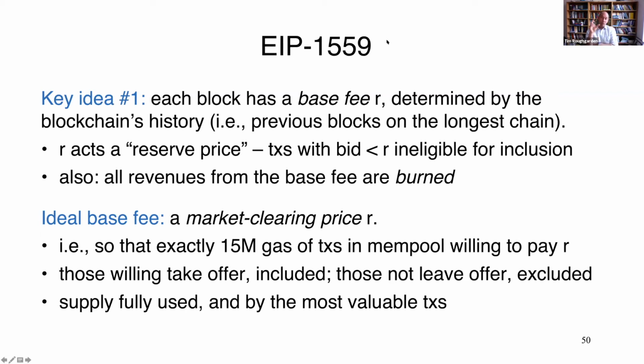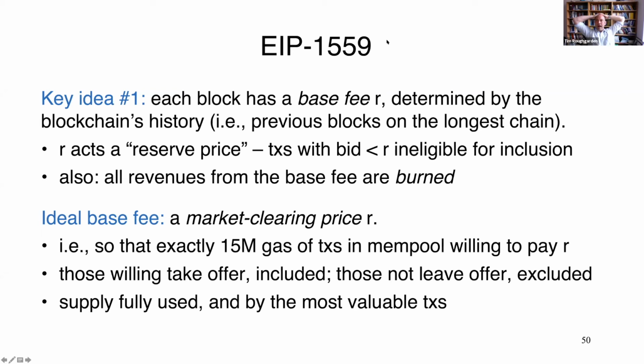Okay, because then what would be the result? The block would be fully utilized, and you would have perfectly differentiated between the 15 million most valuable gas of transactions in the mempool and the rest. Okay, which is again exactly what you want. You want the scarce resource to be fully utilized and utilized solely by those who get the most value for it. Okay, so that's the holy grail. The holy grail is to have the base fee equal to this market clearing price. All right, but so how do we actually compute that market clearing price? It's not falling from the sky. And a natural idea is to use local search, basically, kind of hill climbing. Where you say, well, let's just look at what's the demand at the current base fee.